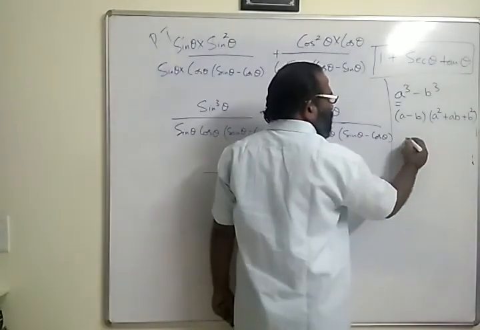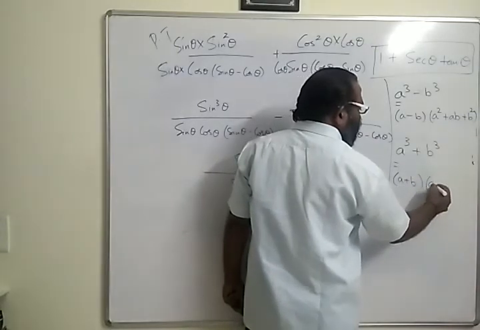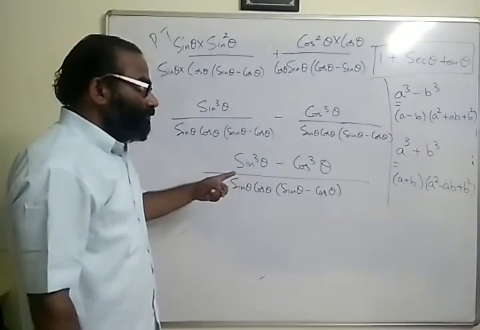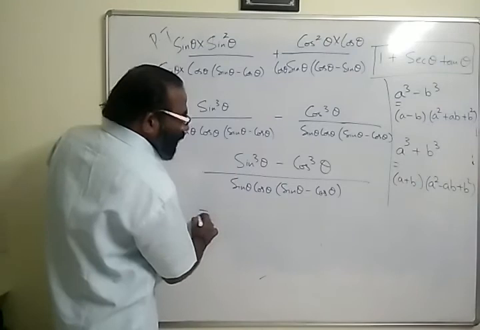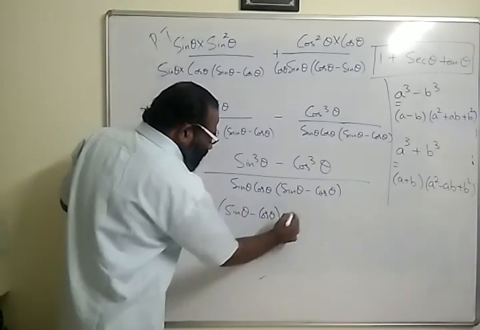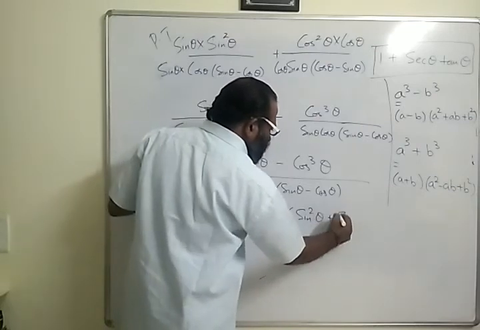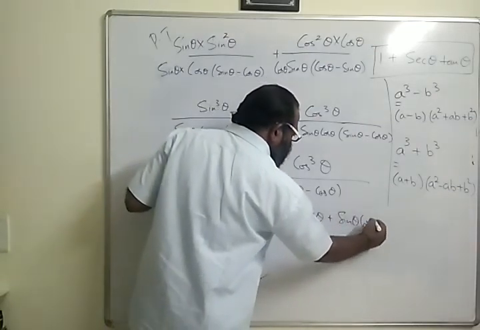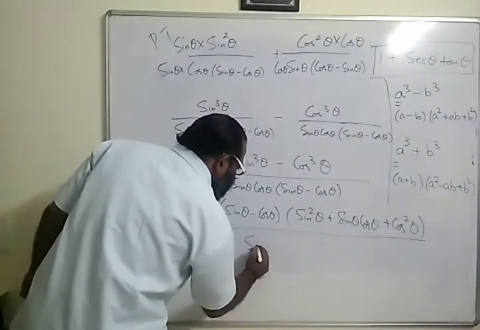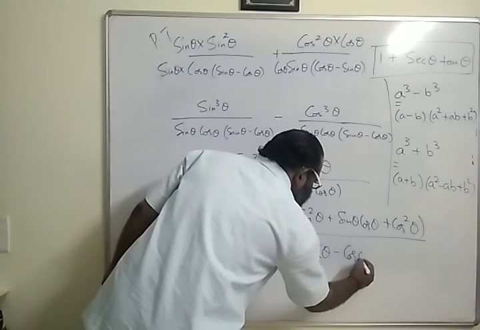Let me also tell you what is a cube plus b cube. That would be a plus b into a squared minus ab plus b squared. Keep this in mind, this is very important. This comes in many problems. So now a cube minus b cube, so let me write it as sin theta minus cos theta into a squared, that is sin squared theta plus sin theta cos theta plus cos squared theta by sin theta cos theta into sin theta minus cos theta.